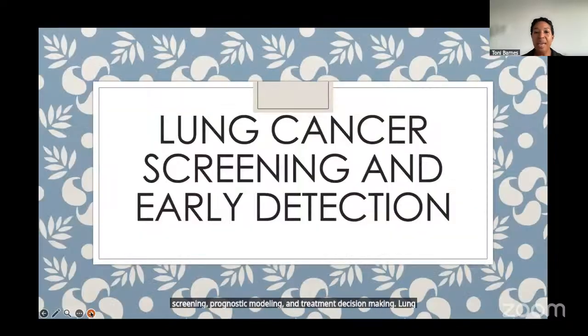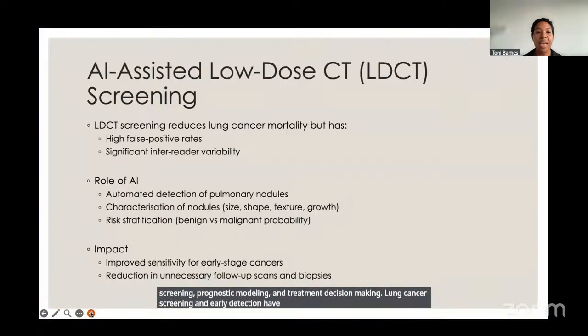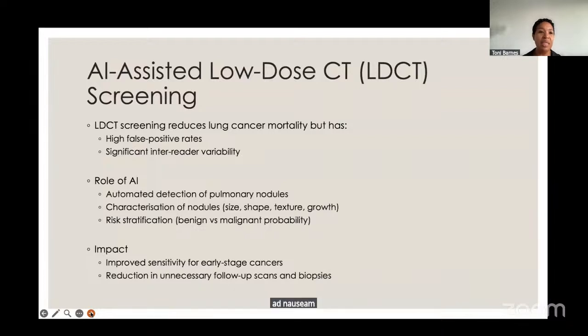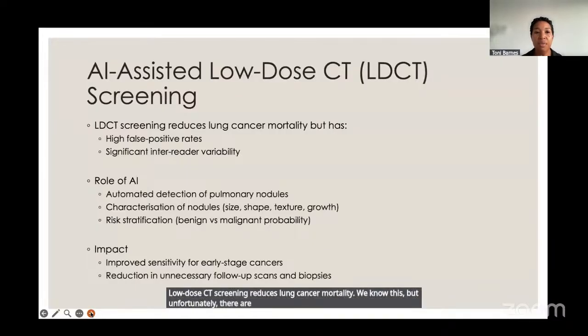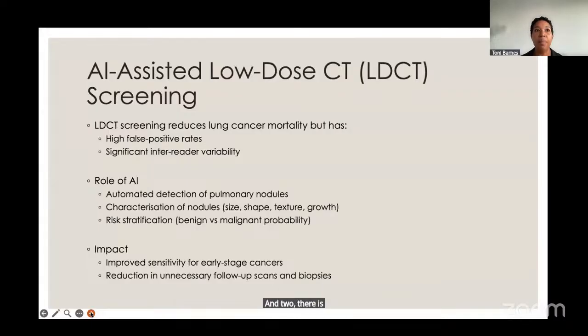Lung cancer screening and early detection have also been touched by AI, and we spoke ad nauseam about low-dose CT scan, and AI can assist with the interpretation of these scans. Low-dose CT screening reduces lung cancer mortality. We know this, but unfortunately, there are false positives. And two, there is significant inter-reader variability or inter-machine variability.